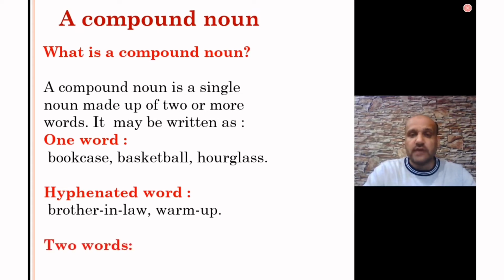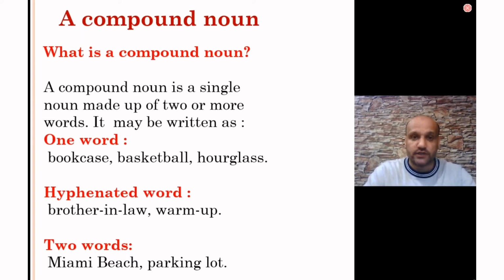Also, the compound noun can be 2 words. For example, Miami Beach. They are 2 words. That means it's a compound noun because it consists of 2 words. Parking lot. Also, parking lot is a compound noun and it consists of 2 words. So, a compound noun can be one word, it can be a hyphenated word, or it can be 2 words.